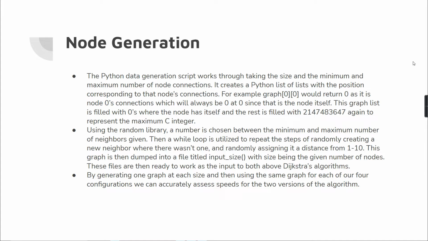We generated one graph of each size, then we would use the same graph for each of our 4 configurations and each of our algorithms so that we could accurately assess the speeds for both versions of the algorithm.